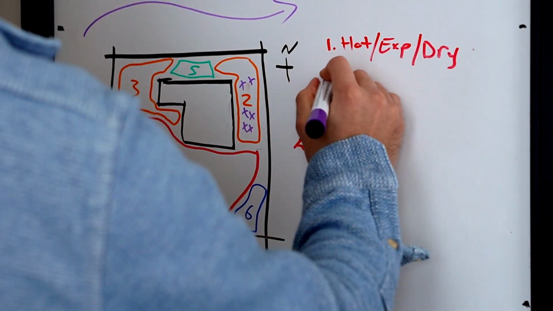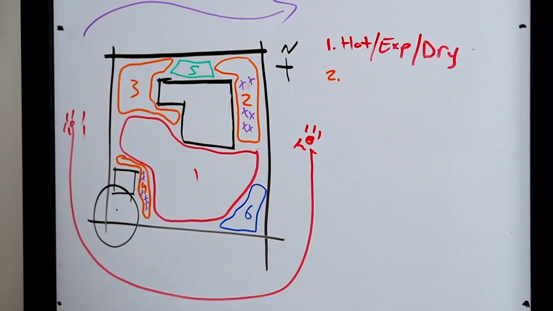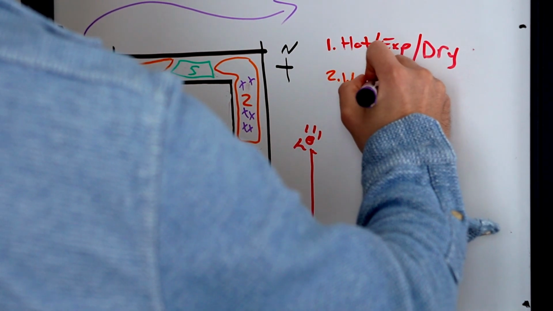Let's go zone 2, eastern side of the house. This is part sun. So it's not quite hot, it's not getting baked all day, but it's certainly catching some rays in the AM. So we're gonna call this warm. We're gonna say it's kind of halfway between hot and cool.